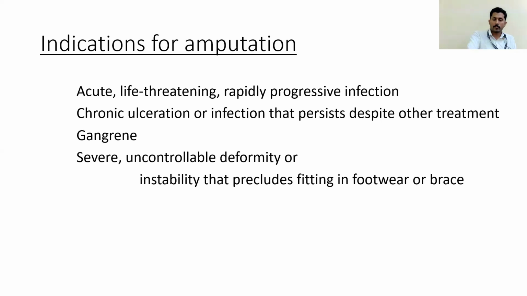Then coming to the indications of amputation: acute life-threatening, rapidly progressing infection, those patients with sepsis where we can't salvage the foot, will require amputation. Chronic ulceration or infection that persists despite the treatment, and if there is gangrene, severe uncontrolled deformity or a non-viable limb, these are the main indications for amputation.